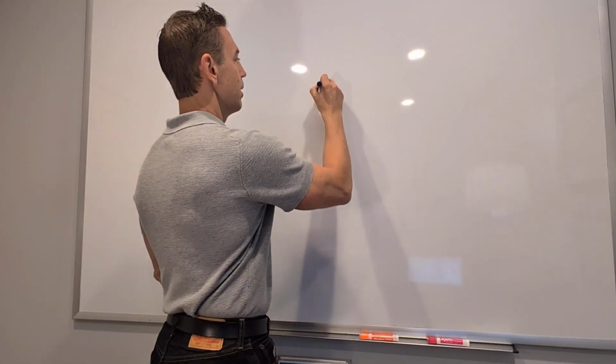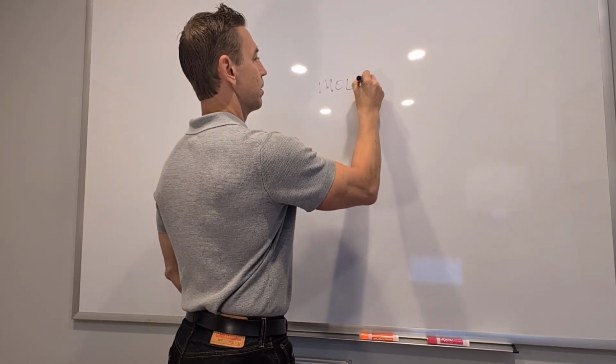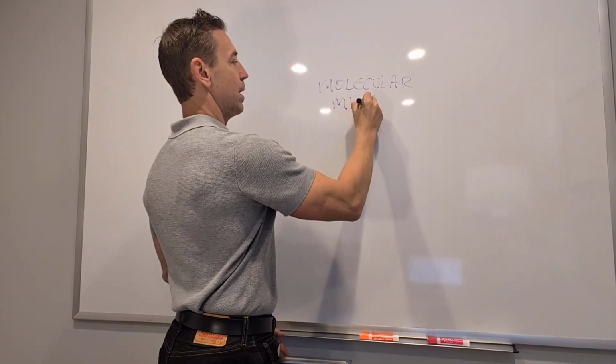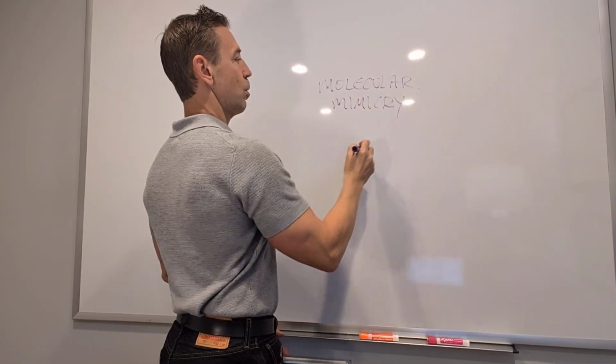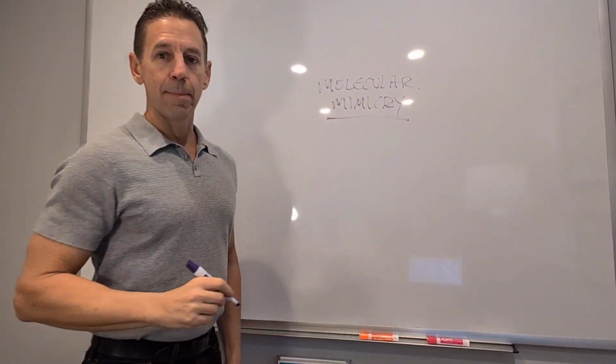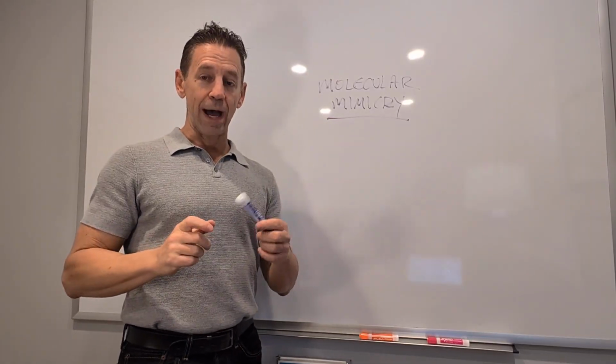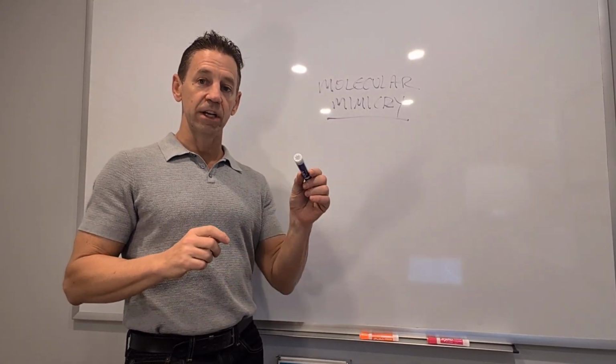Molecular mimicry. Molecular mimicry, C-R-Y, molecular mimicry. What is it? This is the reason why viruses play a role in your sluggish thyroid.